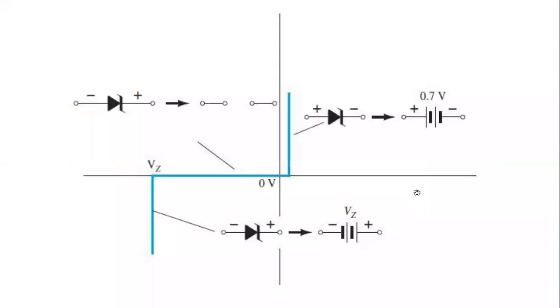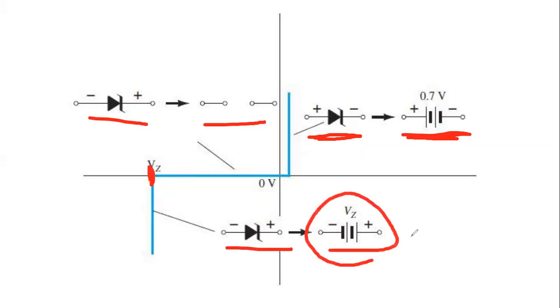You see, this diagram will give you a much closer idea. When it is forward biased, it is the same as the normal practical diode. When it is reverse biased, it is also the same, an open circuit. But when it reaches the Zener voltage, at that time the Zener diode becomes a voltage source. Am I clear? So this diagram will help you much more.